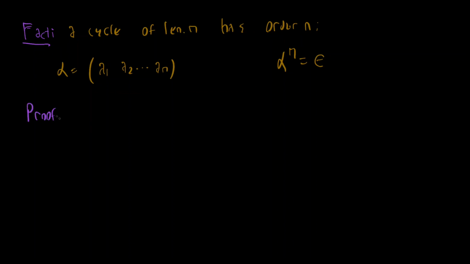So let's prove it. In order to prove this fact, we need to show that n, which is the length of the cycle, is the smallest positive integer such that alpha to the n is equal to the identity permutation. So we will start by seeing that alpha raised to any other positive integer power less than n is not the identity. So how can we do that?